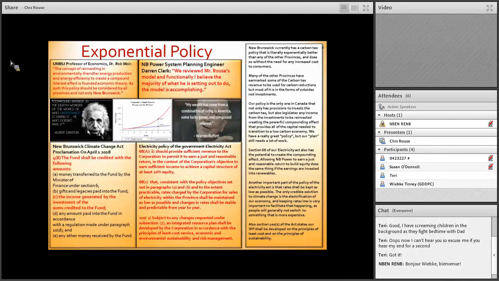Another really important part of our current legislation in the Electricity Act is Section 102, which states our integrated resource plan should be developed on the principles of least cost and on the principles of sustainability. So what I went through on the first slide is evident within our current policy.